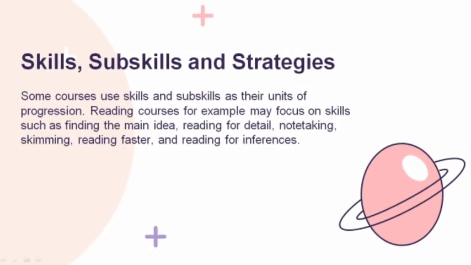Skills, sub-skills, and strategies. Some courses use skills and sub-skills as their units of progression. A reading course, for example, might focus on skills such as finding the main idea, reading for detail, note-taking, skimming, reading faster, and reading for inferences. Here are three major ways of defining sub-skills.